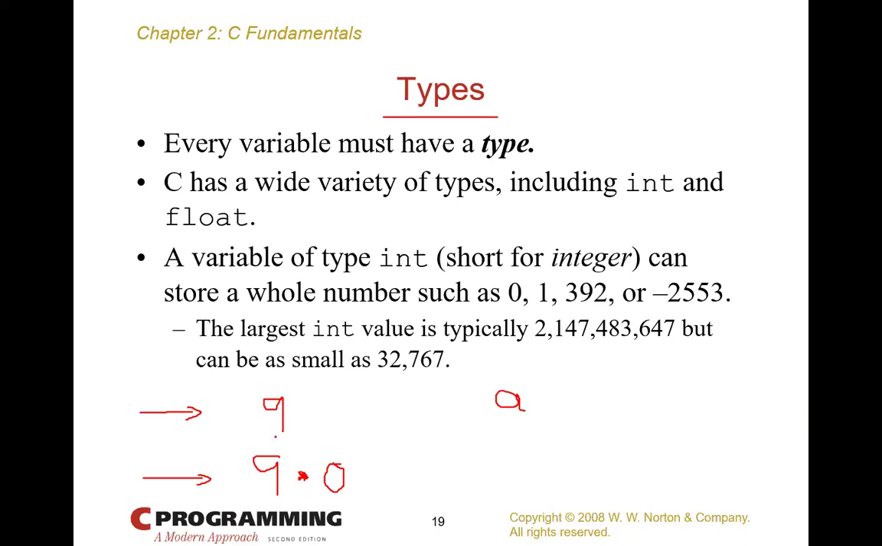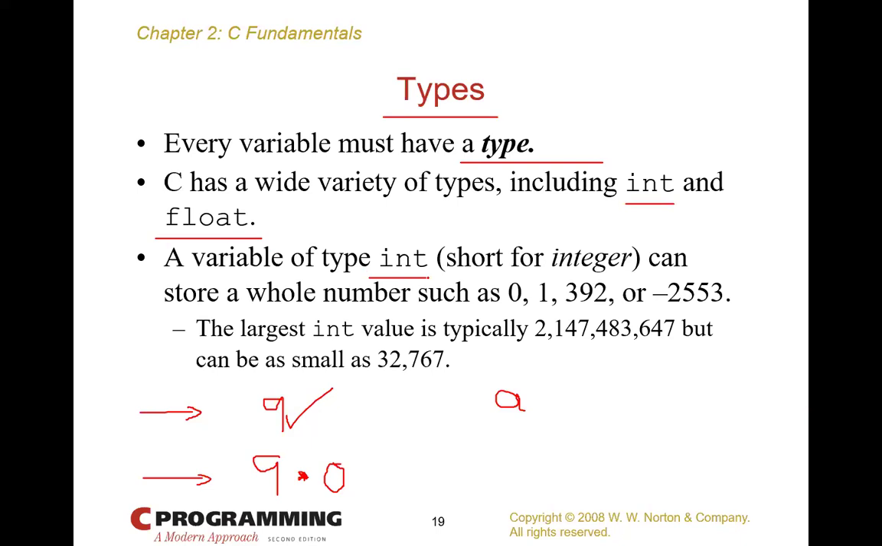So if we are creating a variable that would hold an integer, we have to say, okay, this variable is called an integer variable. Okay, let's continue. Each variable must have a type. C has a wide variety of types, including integer and float, which you already saw.